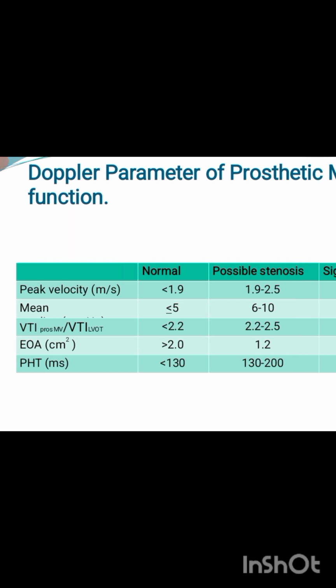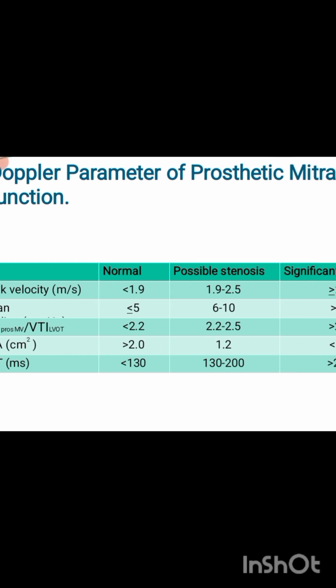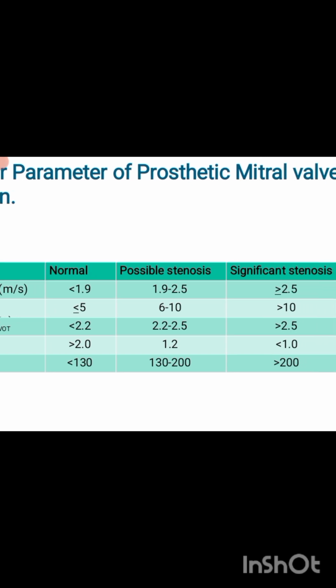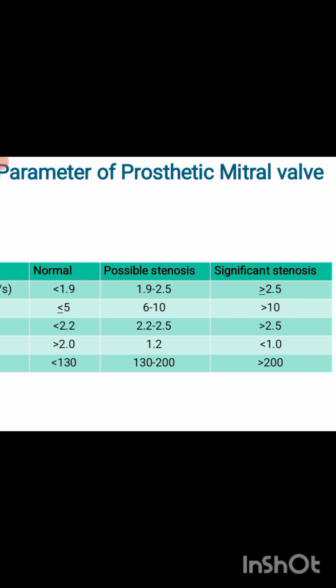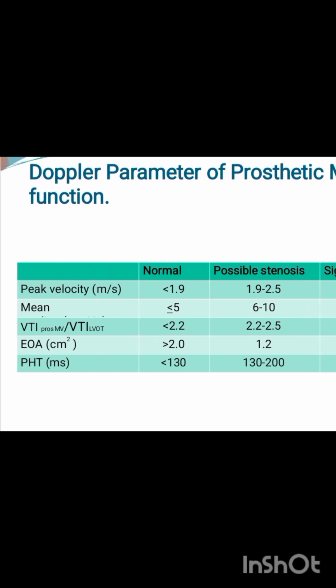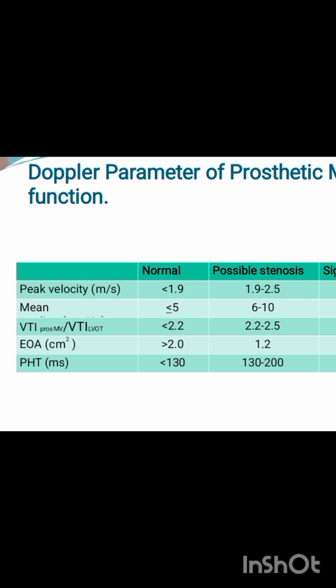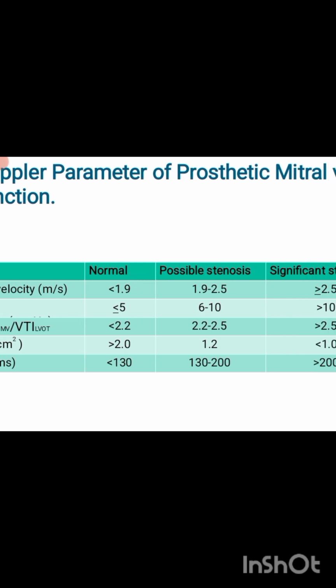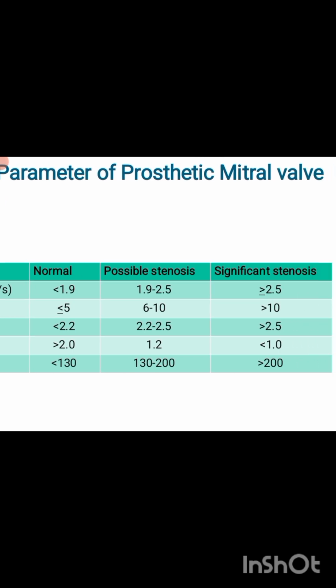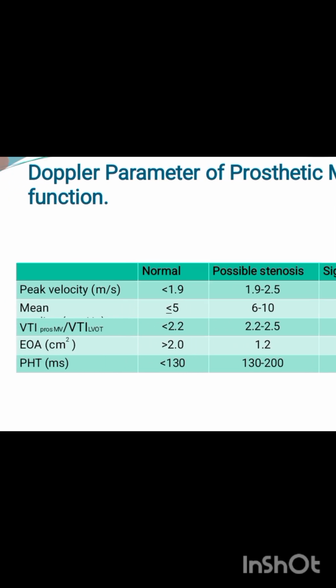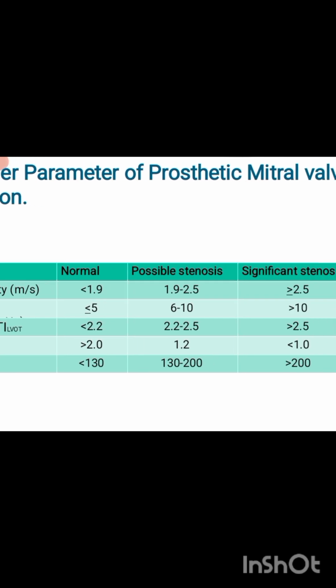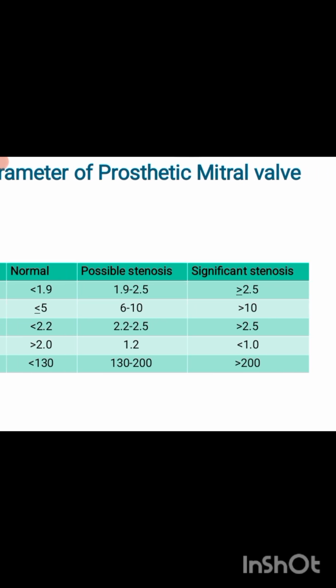The DVI formula is VTI of the prosthetic mitral valve divided by VTI of the LVOT. Less than 2.2 is normal, 2.2 to 2.5 is possible stenosis, and greater than 2.5 is significant stenosis. Effective orifice area greater than 2.0 is normal, 1.2 is possible stenosis, and less than 1.0 is significant stenosis. Also, pressure half time less than 130 is normal, 130 to 200 is possible stenosis, and greater than 200 is significant stenosis.